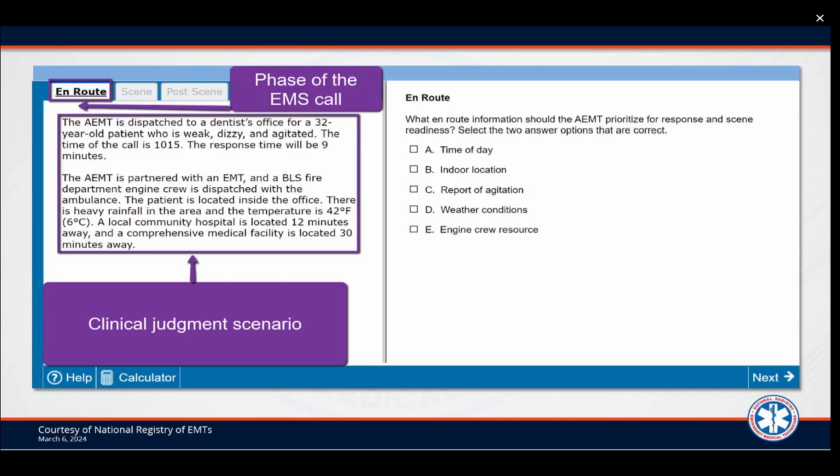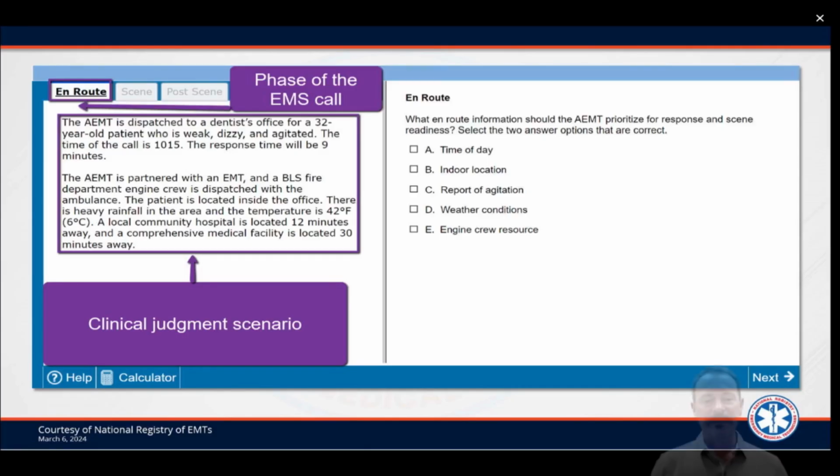The response time will be 9 minutes. The advanced partner is with an EMT and a BLS fire department engine crew dispatched with the ambulance. The patient is located inside of the office. There is a heavy rainfall in the area and the temperature is 42 degrees Fahrenheit. A local community hospital is located 12 minutes away and a comprehensive medical facility is located 30 minutes away.